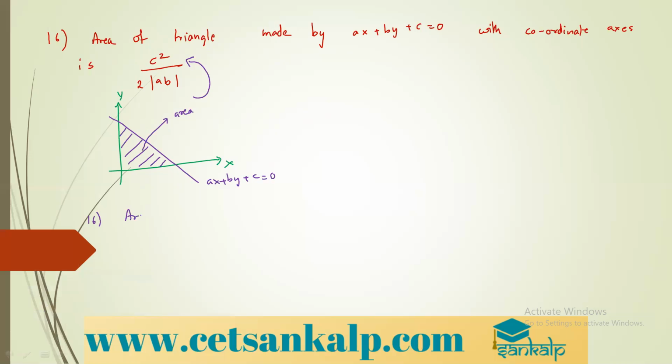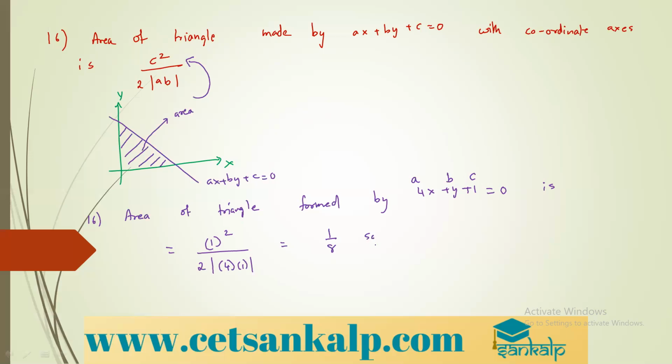Now suppose if in the question 16, I'll give you area of triangle formed by 4x plus y plus 1 equal to 0. Here A is 4, B is 1, C is 1. So area will be c square, 1 square by 2 into absolute value of A into B. That is 1 by 8 square units.